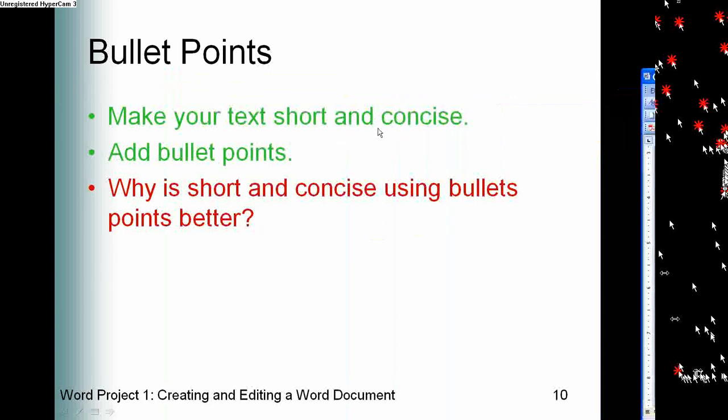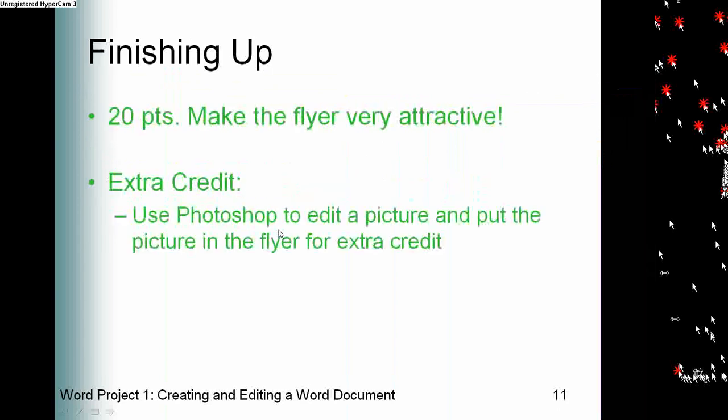You don't want a ton of text. You want to narrow it down, just like we did in PowerPoint. We're not following exactly the 7x7 rule for Microsoft Word, but it's a good idea to make it as short as you can, and as concise, so that people aren't overwhelmed by the amount of text. Why is short and concise using bullet points better? Because you separate each individual idea and you don't overwhelm people with too much text.